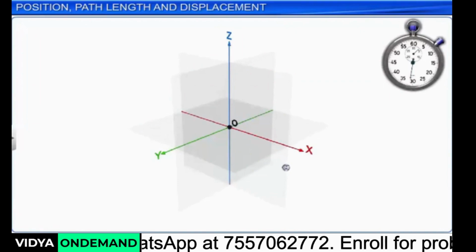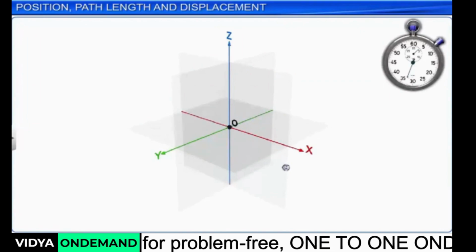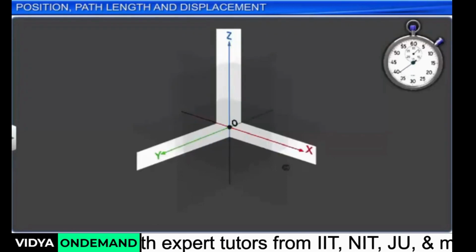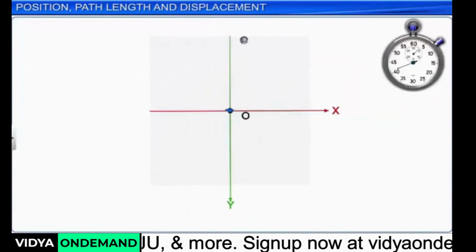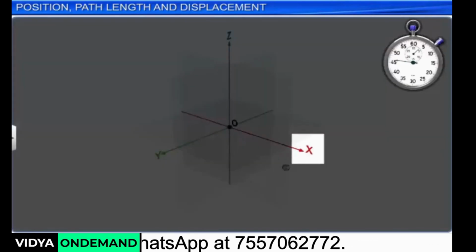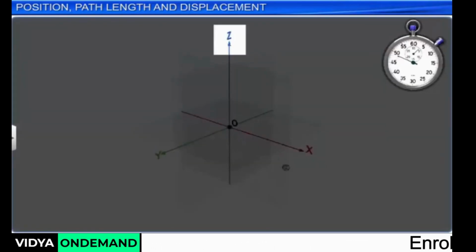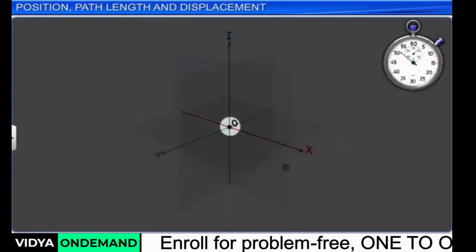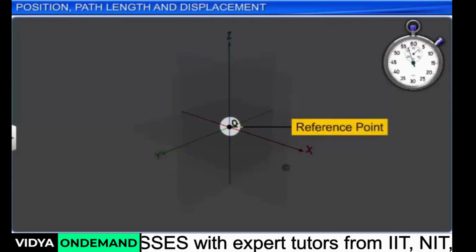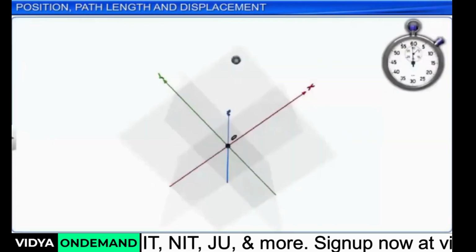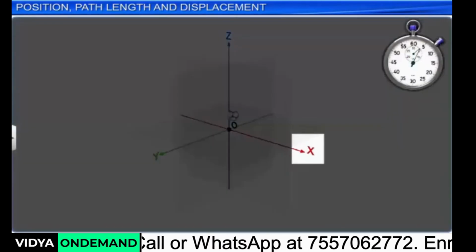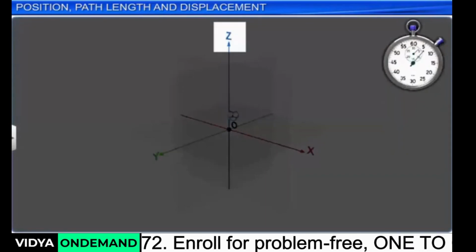To specify the position of a body, we use a reference point with respect to a set of axes. The set of axes consists of three mutually perpendicular lines labeled as the x, y, and z axis. The point of intersection of these three axes is called the origin. The origin is used as the reference point for the body. To specify the position of a body, its x, y, and z coordinates are given with respect to this rectangular coordinate system.